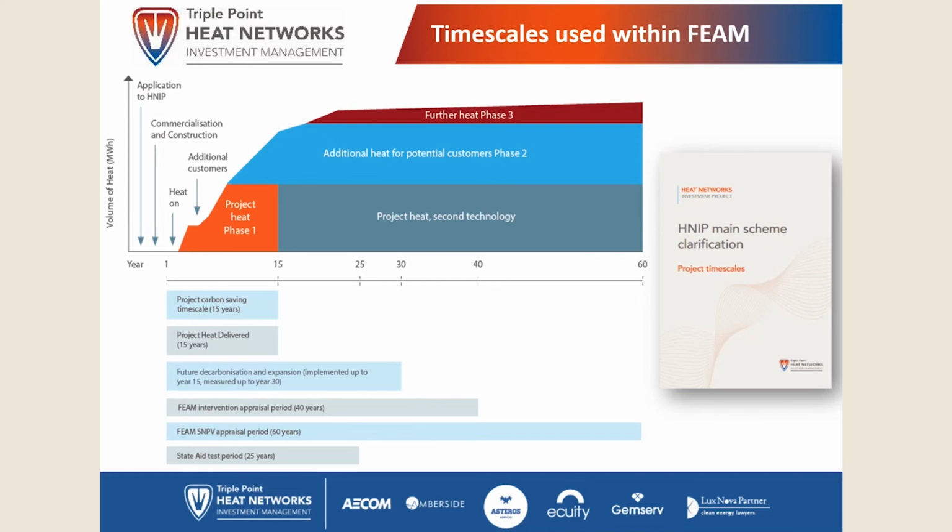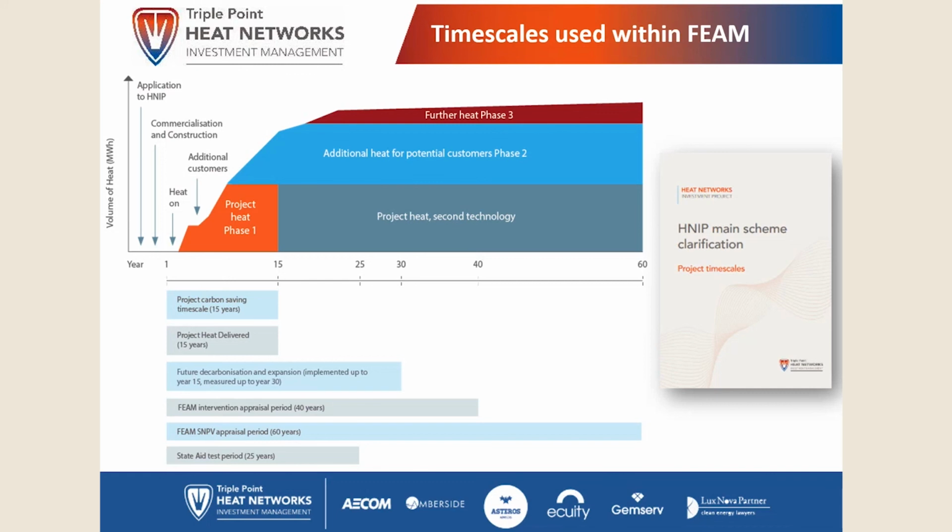Future decarbonisation and expansion is calculated over a 30-year period, but the new customers or the new technologies need to be implemented before the end of year 15. If you put information in relating to year 15, then you'll get one year for years 0 to 15 benefit, and then a further 15 years from years 16 to 30. So that's how that timescale works.